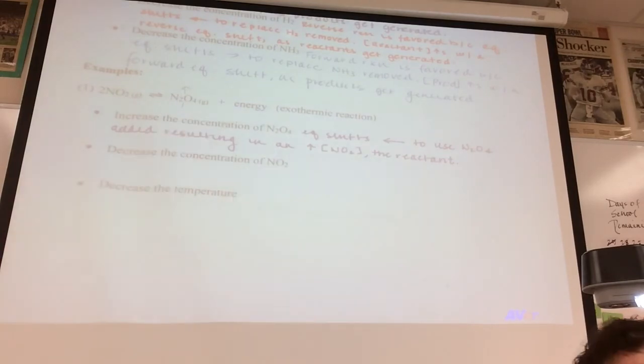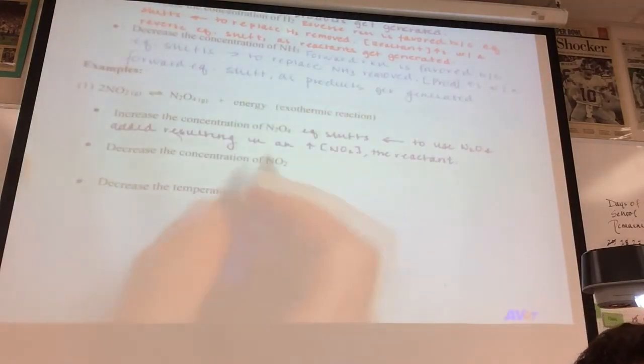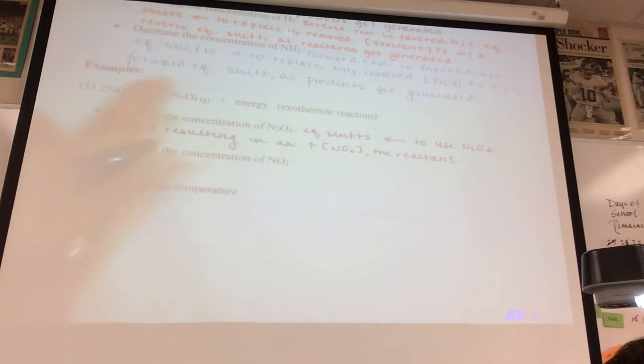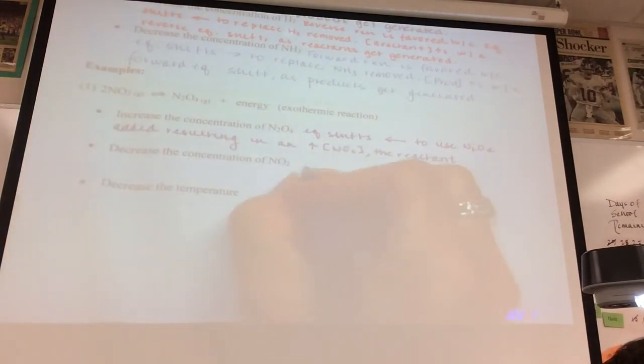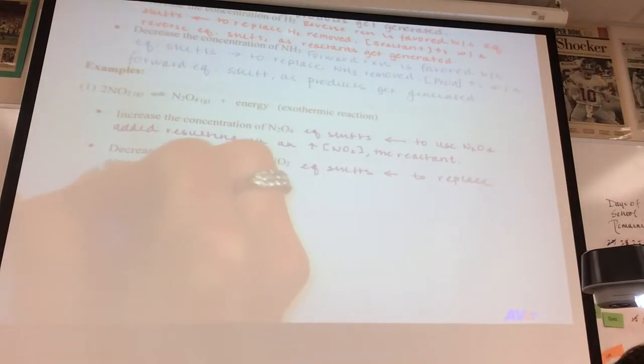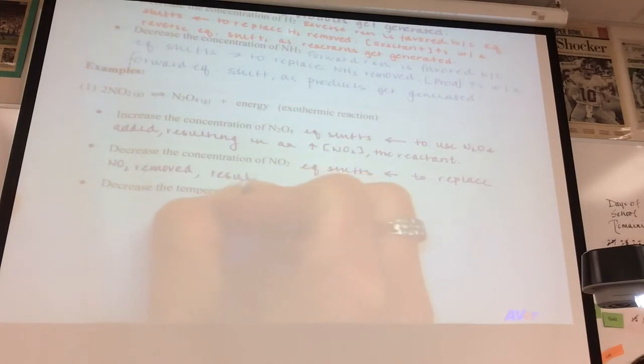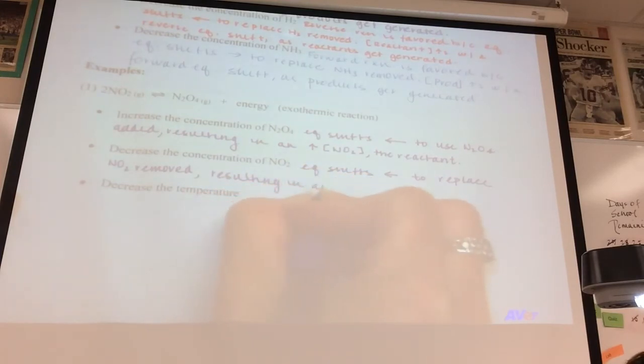What if you decrease concentration of nitrogen dioxide? In which direction will equilibrium shift? Reverse. So equilibrium shifts in the reverse direction. Why? To replace NO2 removed, resulting in an increase in reactant concentration, although it doesn't really increase overall.